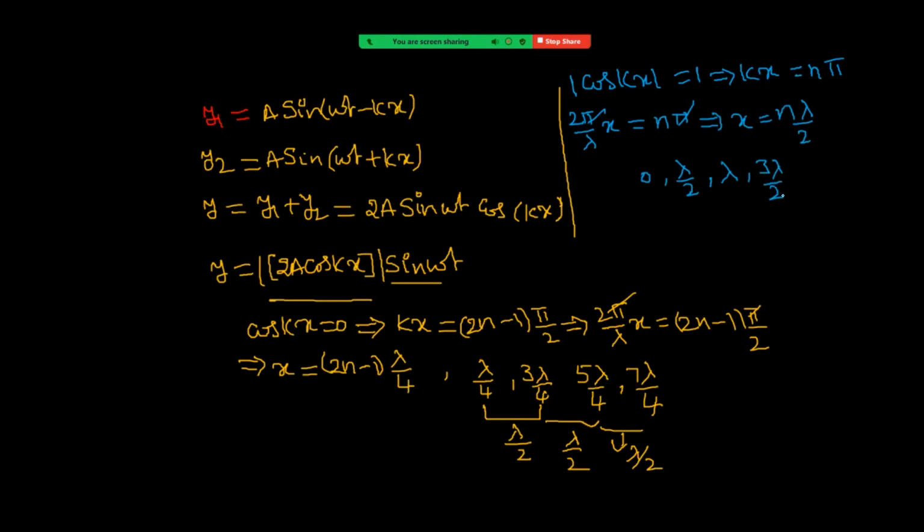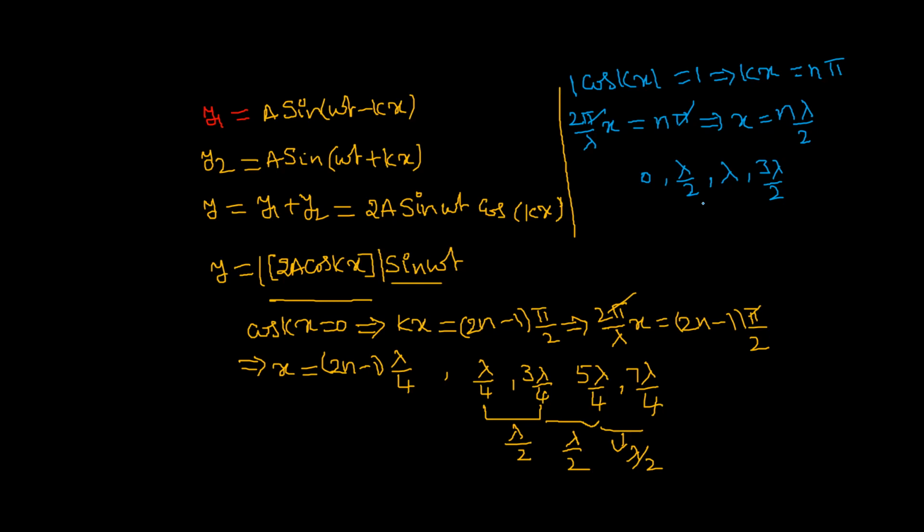And see carefully where it is maximum amplitude. Those points are known as antinodes. I am repeating. The values of x for which modulus of cos is maximum, that means for those points amplitude is greatest, and those are known as antinodes.